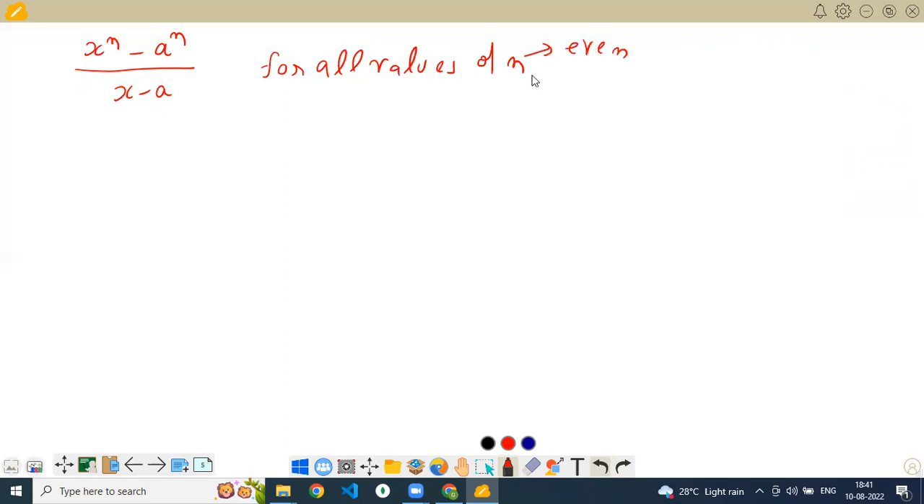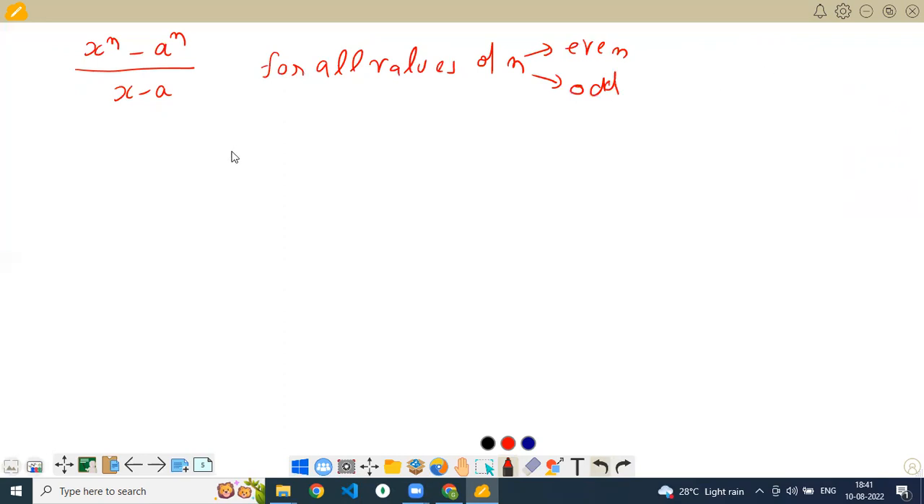Now the other algebraic expressions which are very useful when solving questions: x to the power n minus a to the power n is always divisible by x minus a. That is, x^n minus a^n is divisible by x minus a for all values of n. That means either n is even or odd, it doesn't matter.